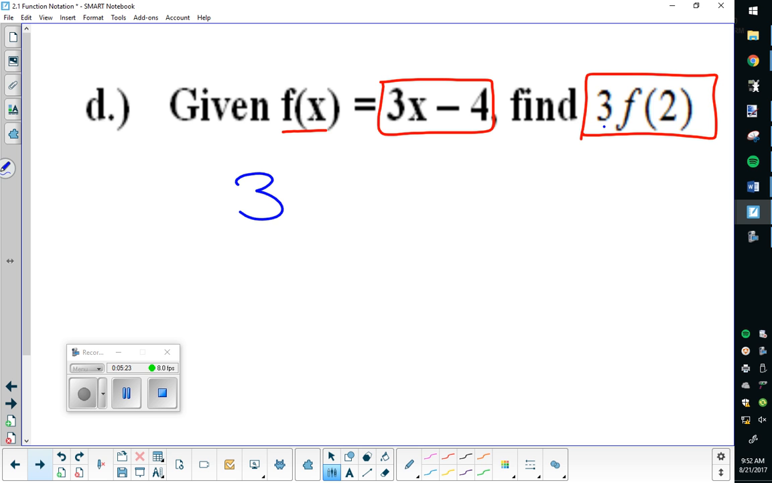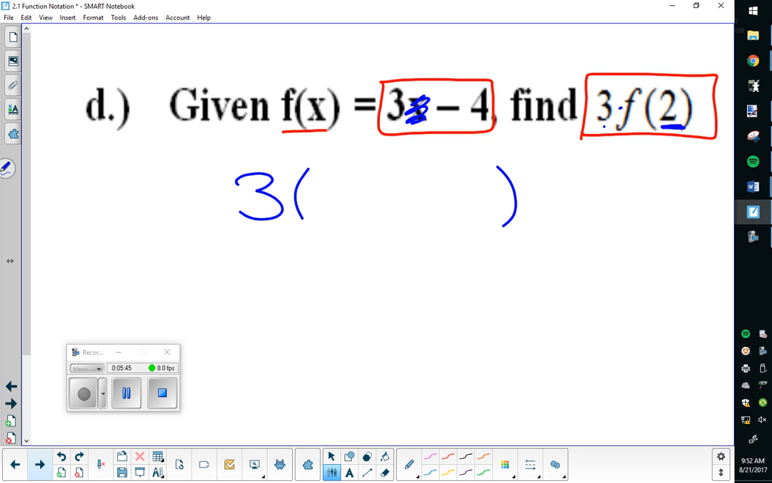You're multiplying them, right? If they're next to each other, it means multiply. So this means 3 times whatever I get for f of 2. I need to do that whole thing. I need to figure out what f of 2 is. Okay, so if I want to find out what f of 2 is, Mariette, what do I want to do to find f of 2? Plug it in.